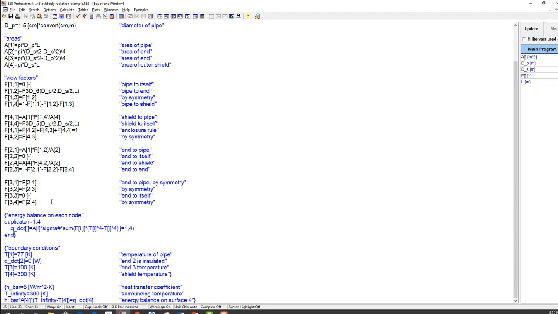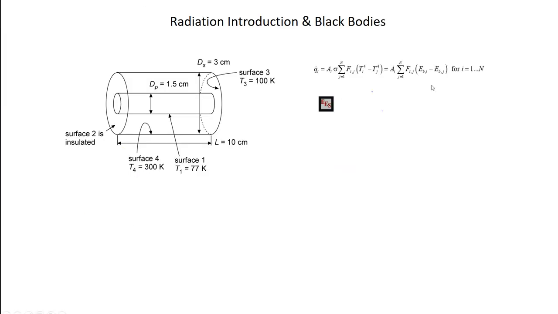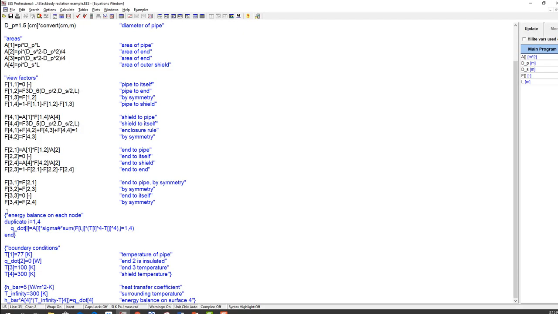Once you have that, then the next thing to do is implement these equations, right? So, whichever form of these you want to work in, I think I'm going to do this one right here. And you want to do this for every single surface, so you'll do this in a duplicate loop. So that's what this is right here. This is Q dot i is Ai times sigma times the sum of Fij times Ti to the fourth minus Tj to the fourth, and I'm writing that from j equals 1 to 4, right?